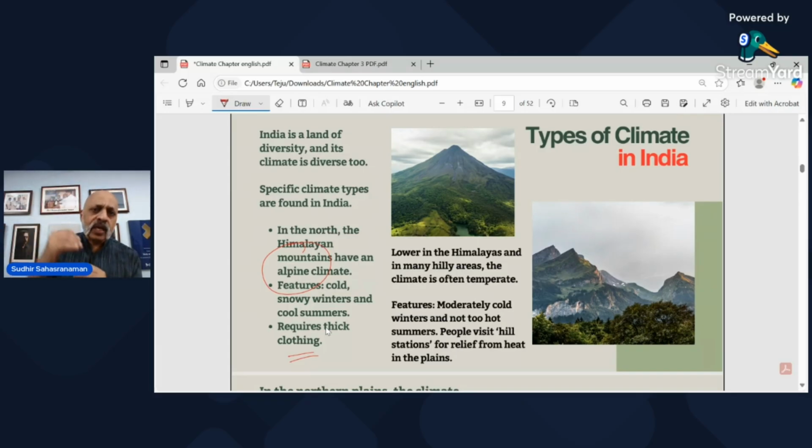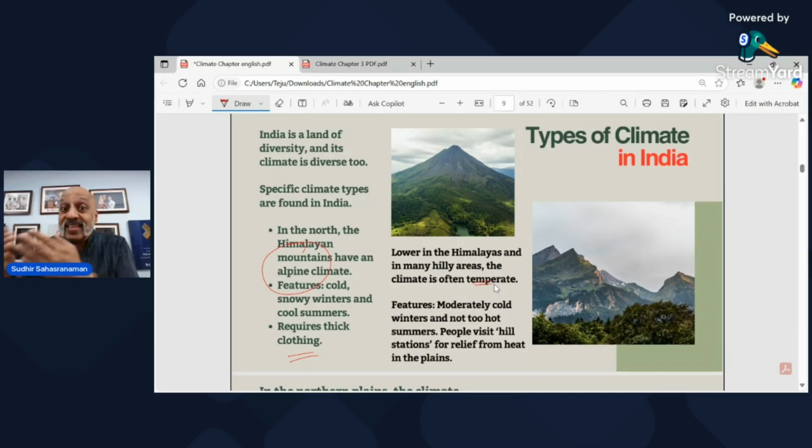You come down to, let's say, a place like Uttarakhand, and you will find that the climate is a little more moderate. It's what we call a temperate climate. The features are moderately cold winters. The winters won't be as cold as in Srinagar, but it would still be cold, right? And the summers also will not be very hot.